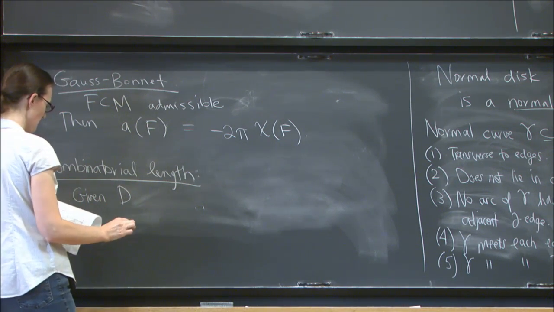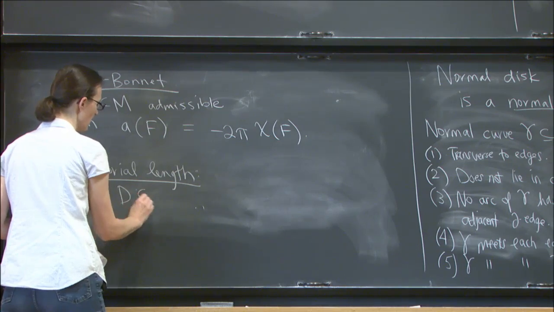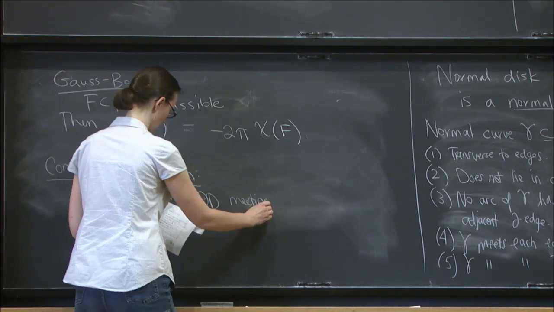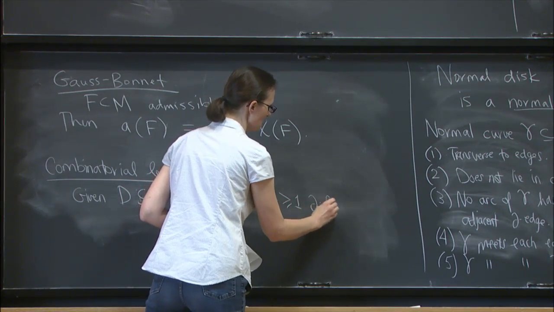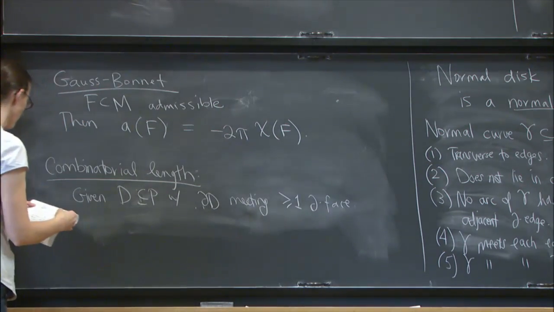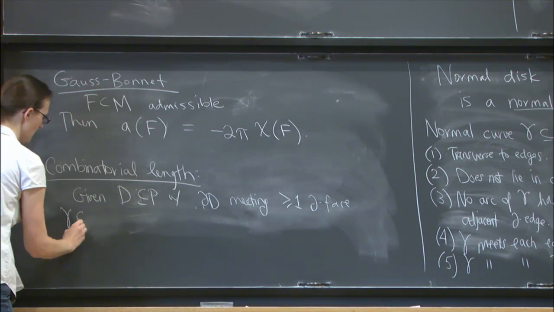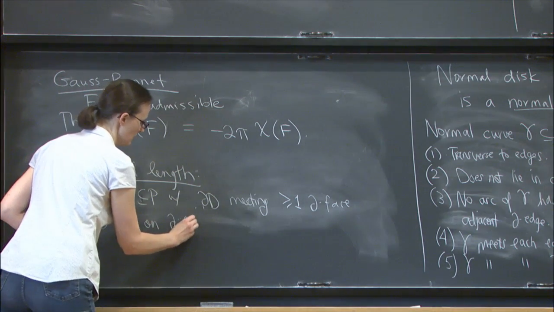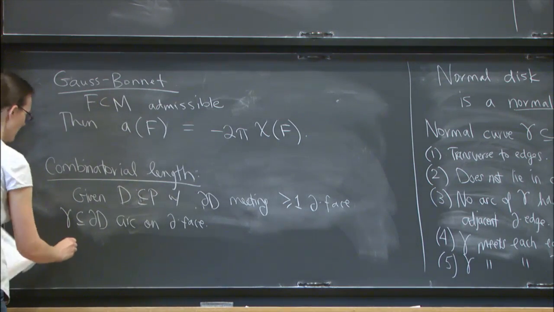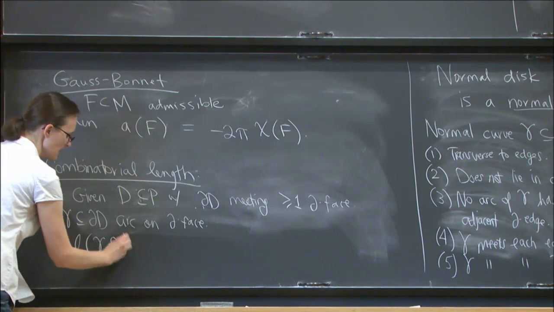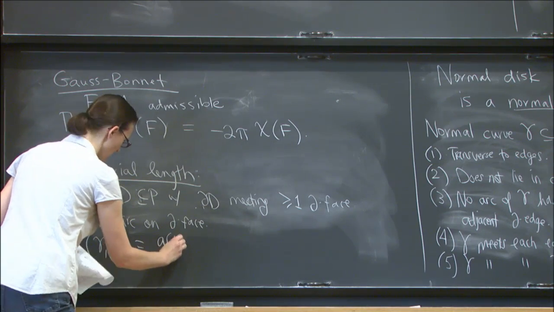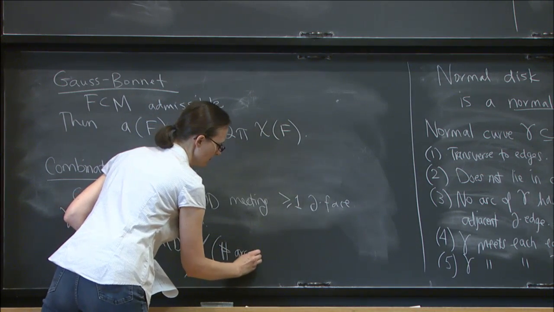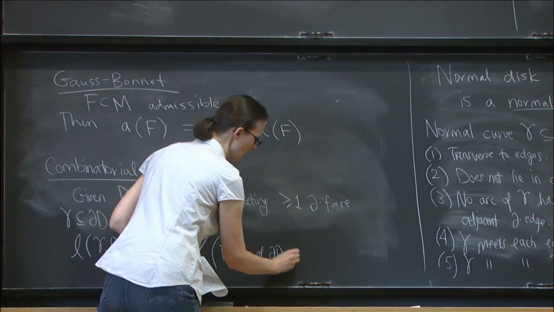So let's suppose you have a disk D in P, with its boundary meeting at least one boundary face. And let gamma be an arc on a boundary face. Then we define the length of gamma with respect to D to be the area of D divided by the total number of arcs of boundary of D on boundary faces.